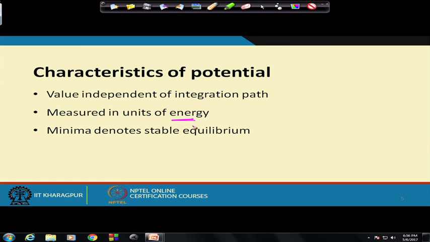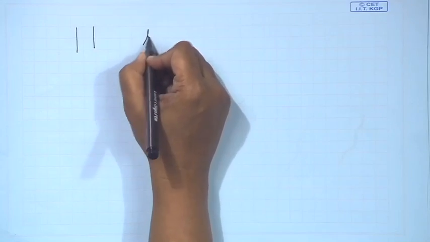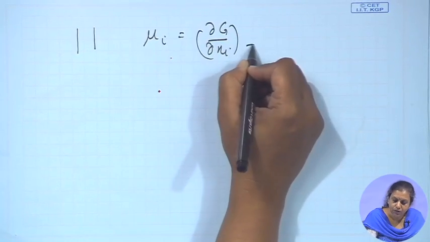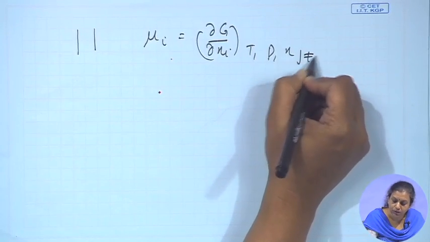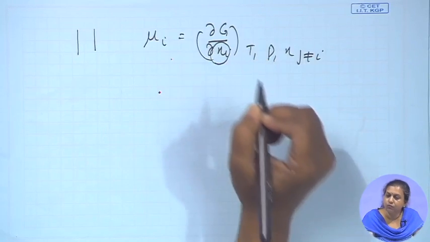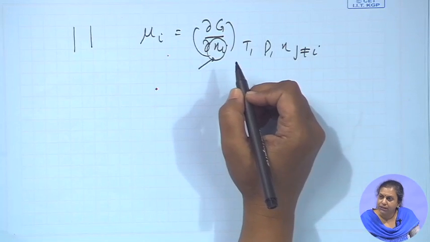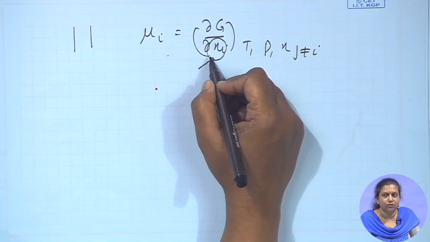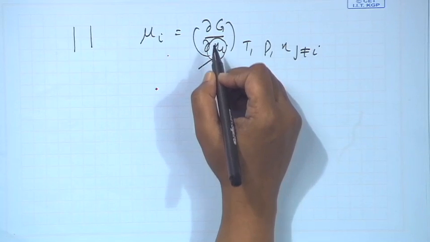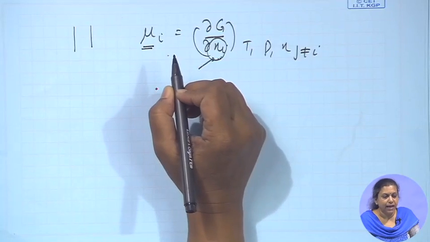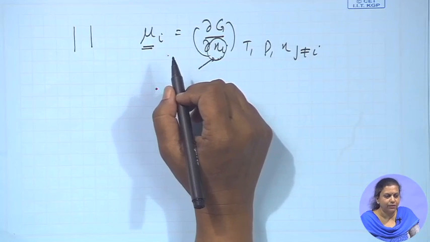Here also definitely chemical potential is measured in the unit of energy, but that is primarily accidental. Why? Because a chemical potential mu i is nothing but equal to del G del N i at constant T, P, N j not equal to i, and this number of moles is basically a number. Had I expressed it in terms of concentration, then this would have been an energy per concentration instead of an energy unit. So, since mu i is defined in terms of N i, it has the units of energy, but that is primarily accidental.